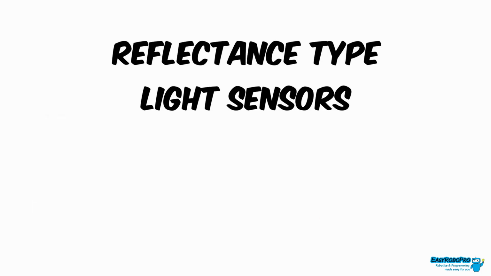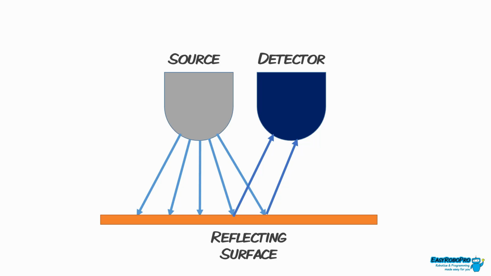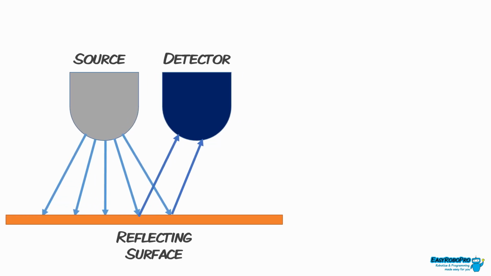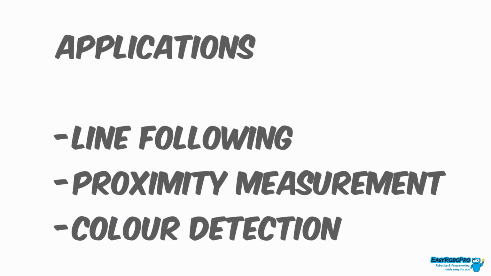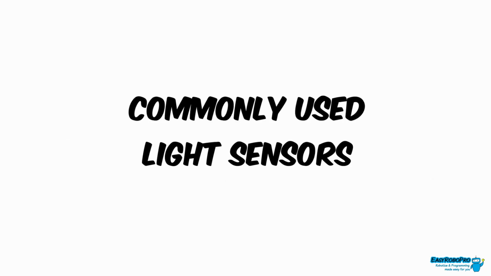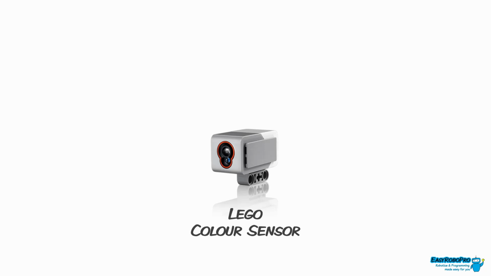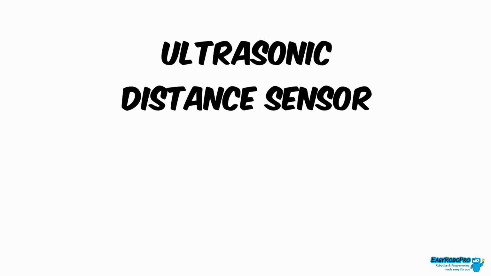The second type of sensors that we look at are reflectance type light sensors. These type of sensors typically have a source of light which shines light onto a surface. The intensity of light which bounces back depends on the type and color of that material. The sensor will then convert this light intensity into an electrical signal and pass it to the controller. You will find these sensors used in applications such as line following, proximity measurement, color detection, etc. Some popular packages are the Lego light sensor, QRD1113, TCRT 5000, etc.